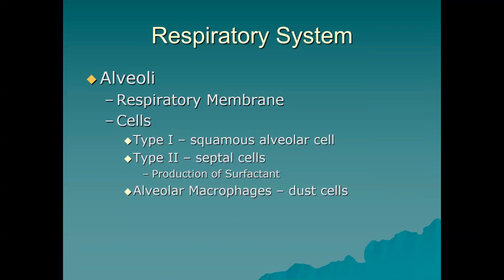The alveoli, the real functional area of the lungs, where gas exchange occurs. Gas exchange occurs across what's called the respiratory membrane. And it's composed of some lung cells, sometimes called pneumocytes. The book doesn't call them pneumocytes. There are 2 kinds of pneumocytes. One is type 1, squamous alveolar cell. Another one is called type 2, or septal cells.